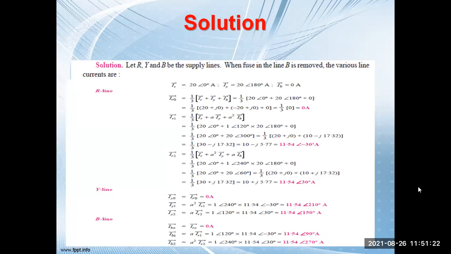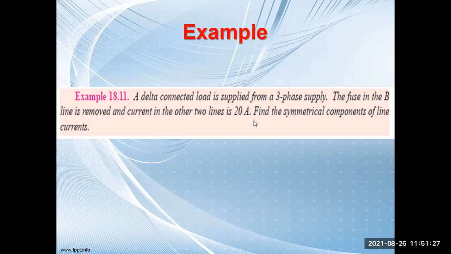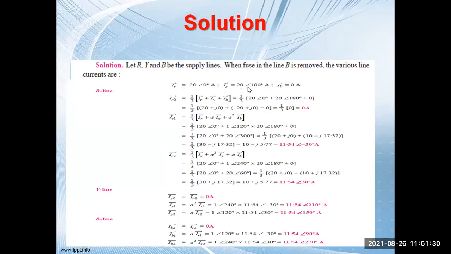So let us apply it. Here your IR is 20 angle 0. When one phase is open, the other phase angle will be 180 degrees. So IY is 20 angle 180 degrees, and IB will be equal to 0. So IR0 will be equal to 1/3 of IR plus IY plus IB. You will substitute all these values. Then IR1 will be equal to 1/3 into IR plus A into IY plus A square into IB. Then IR2 equal to 1/3 of IR plus A square into IY plus A into IB. Again, you need some calculation, so you will substitute all these values and get IR2.